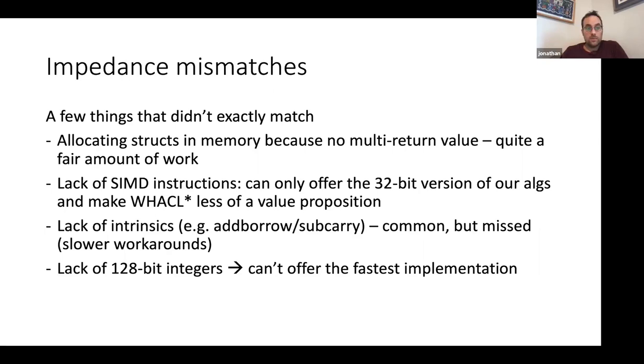I mentioned the lack of intrinsics. It's not the end of the world, right? add_borrow exists in C, like any toolchain supports an intrinsic for add_borrow that compiles to a single instruction. But there's a little bit of an inefficient handwritten implementation for that when going to WASM. And the lack of 128-bit integers was also a big drawback because we can only offer the 32-bit version of our algorithms, like for a 32-bit processor that has a uint64 type, but no uint128 type. So that's also something that we'd love to see.